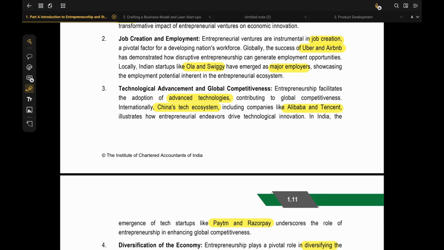And startups are mainly in tech-driven fields. Mainly technology-oriented startups will be there. So advanced technology will be created.